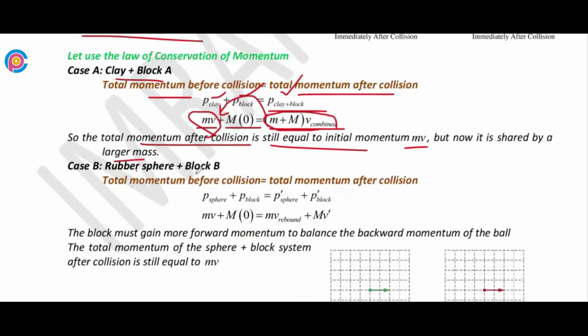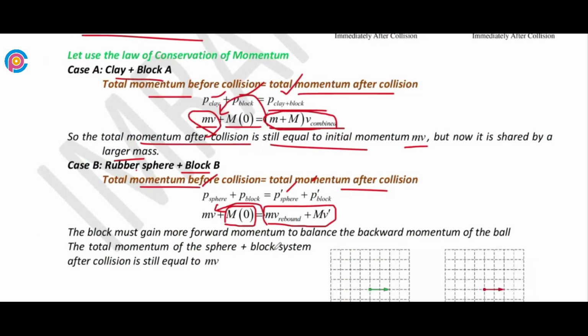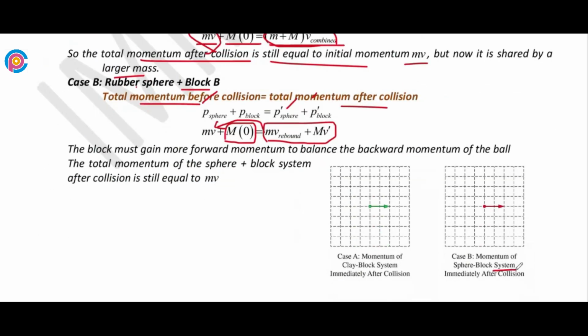Now, in the rubber sphere case plus block, the total momentum before should also be equal to the momentum after the collision. So there is a sphere plus block. In the initial case, the block is at rest, so the same argument applies. The total momentum after the collision is still equal to mv. We are not discussing individual values; we are discussing the whole system, because the question is asking about the system, so it is still equal to mv.